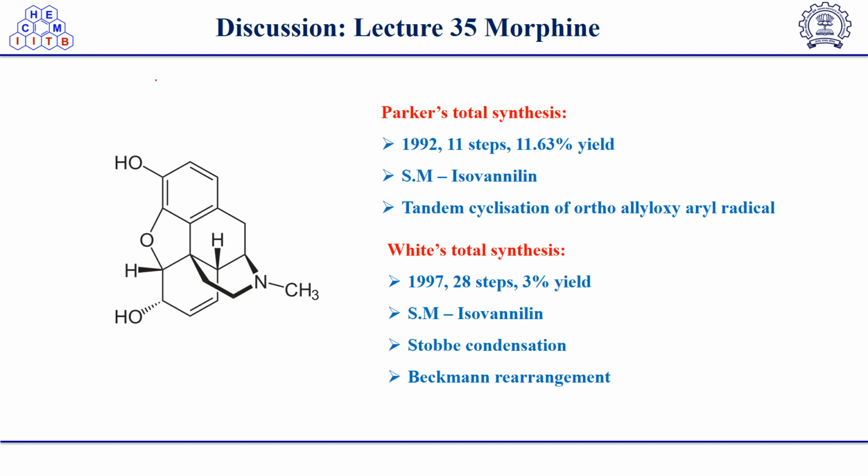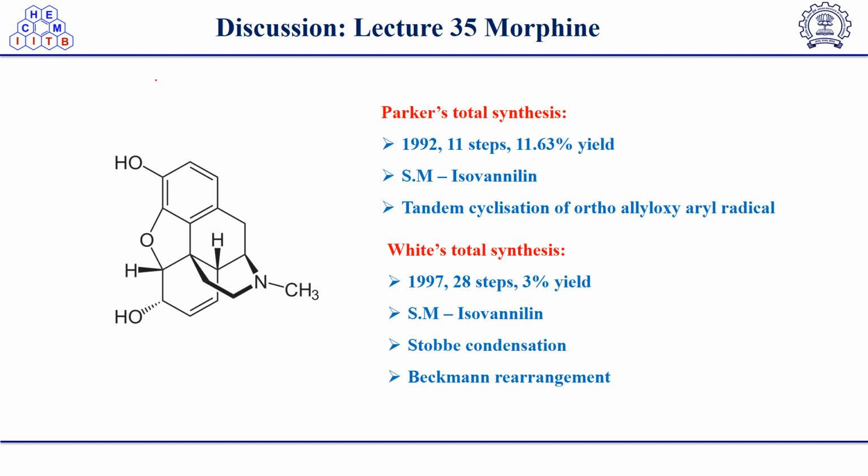And Parker's group reported a short 11 steps convergent and stereospecific synthesis of plus or minus dihydroisocodeine, which on oxidation completes the formal total synthesis of morphine. And the starting materials used are isovanillin and phenethylamine. And one of the key reactions is Mitsunobu reaction, and he could complete this total synthesis in 11 steps with 11.63 percentage of overall yield.